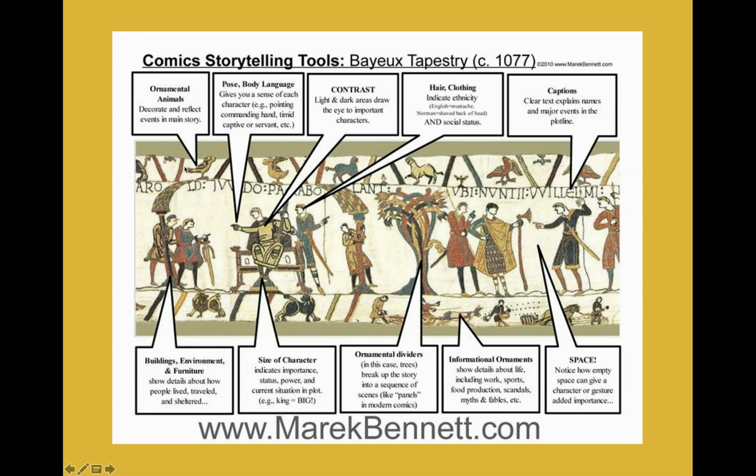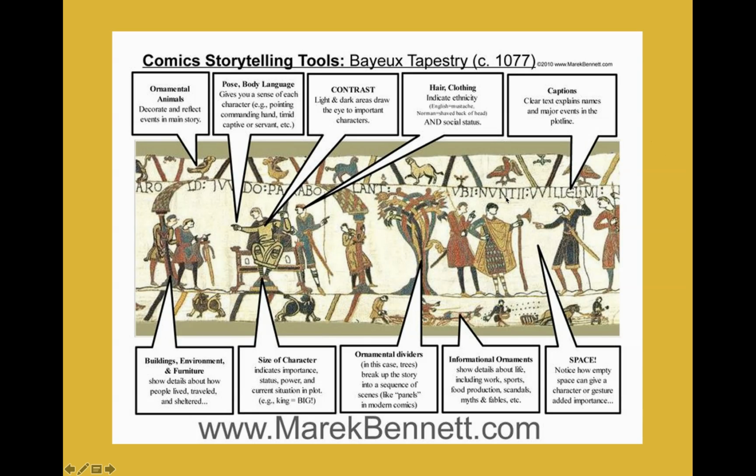So you can see that we get these really beautiful ornate animals, sometimes up in the top, sometimes they have to do with the story, sometimes they don't. The body language of the person shows you where your eye should be. Like this person is pointing, so clearly that's what you need to be looking at. There is a contrast between the light and the dark, the character's eyes and their light skin. We get to see clothing that tells us whether they are British or Norman coming over with William the Conqueror. And we get to see their social status as well.